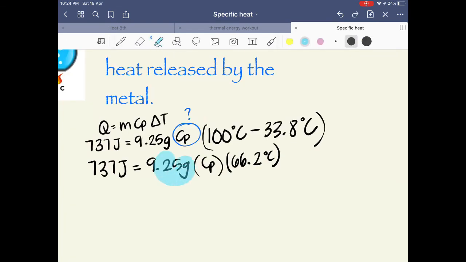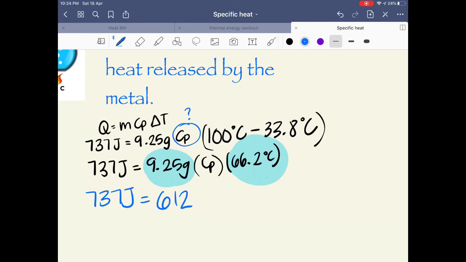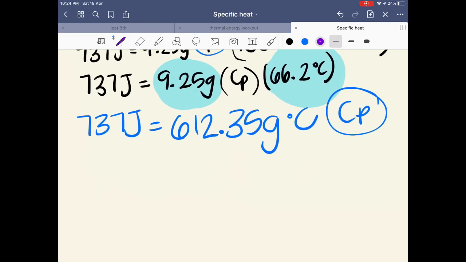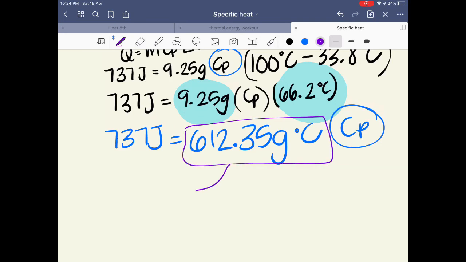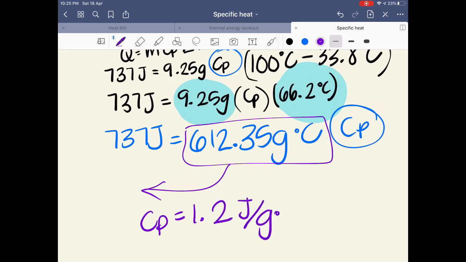What should you do? You'll multiply 9.25 times 66.2. So you'll put 737 joules equals 612.35 grams degrees Celsius times specific heat that we don't know. And the next step is to clear the formula. Bring it down dividing. So if we divide it, my specific heat of the metal will be 1.2 joules over grams per degree Celsius. And if you search on the web or in a book, what is a metal with 1.2 specific heat, you'll find it.